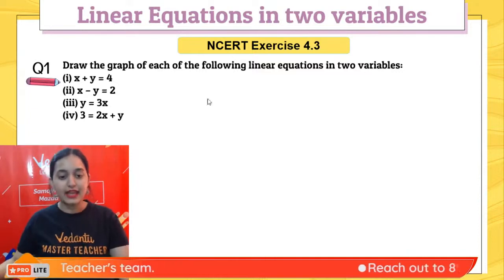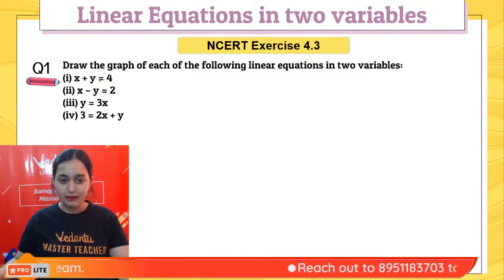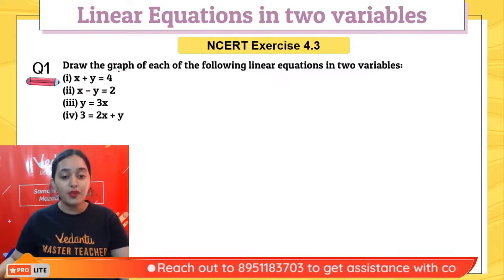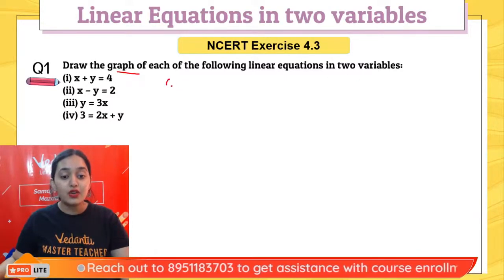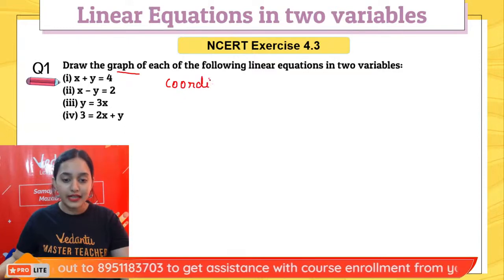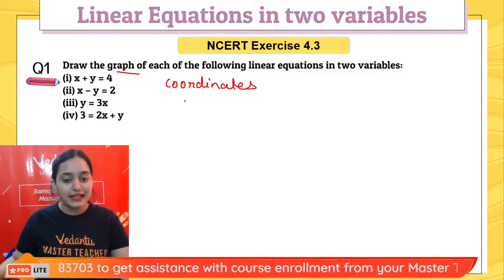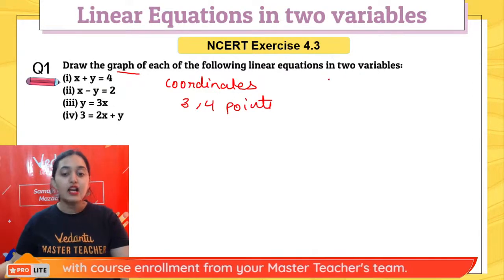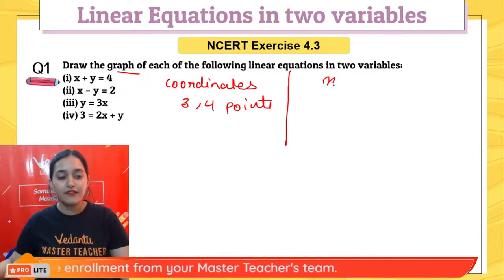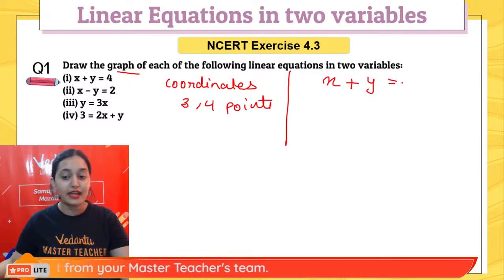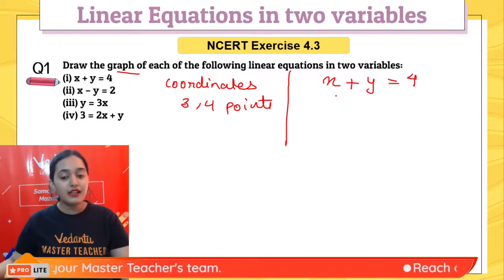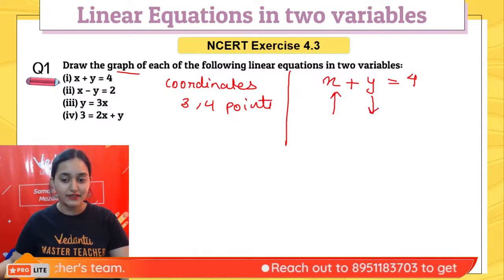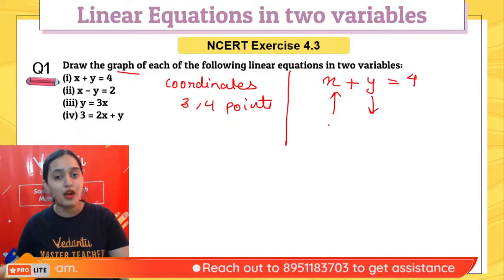So, how do we do it? Let us take an example first. So, the question number 1 is x plus y is equal to 4. Now, if we want to plot the graph, we need to know the coordinates of at least 3 to 4 points on it, right? So how will we find the coordinates? If I have the equation x plus y is equal to 4, first of all, I will substitute the value of x. I will get the value of y correspondingly.